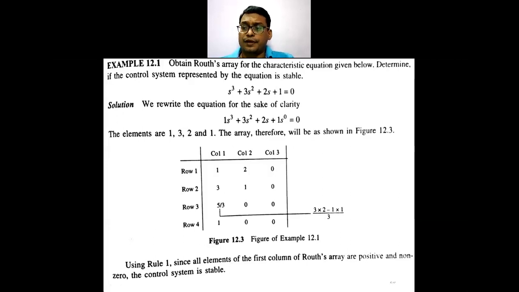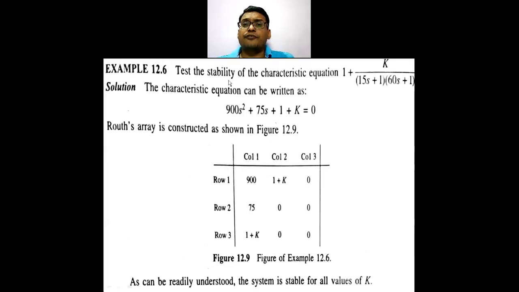The next problem: the characteristic equation is 1 plus k upon (15s plus 1)(60s plus 1). I can simplify this. 15 into 60 is 900s square plus 75s plus 1 plus k, which is equal to 0. So this is 1 plus the product of all transfer functions, simplified to obtain the characteristic equation.